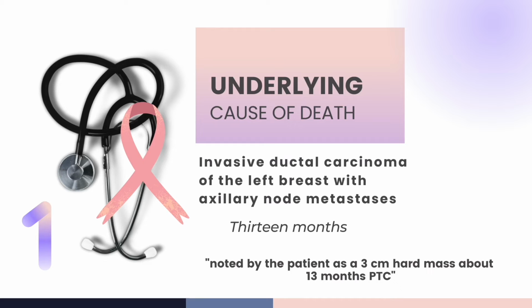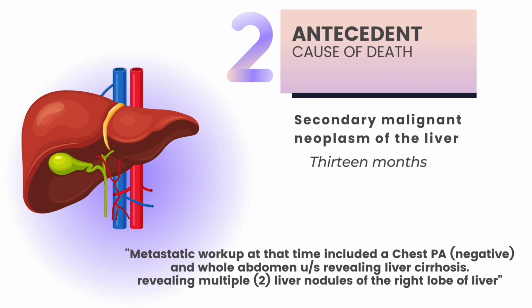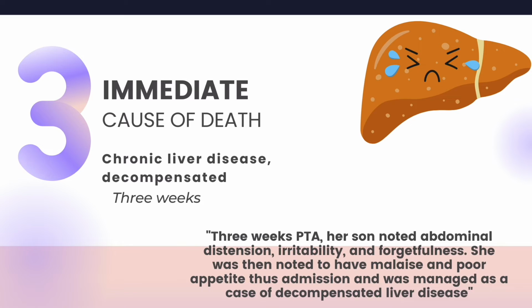The underlying cause of death is invasive ductal carcinoma of the left breast with axillary node metastasis. This is noted by the patient as a 3 cm hard mass about 13 months prior to consult. The antecedent cause of death is secondary malignant neoplasm of the liver. So metastatic workup at the time included a chest PA, which is negative, and a whole abdomen ultrasound revealing liver cirrhosis, revealing multiple liver nodules of the right lobe of the liver. And this was 13 months ago.